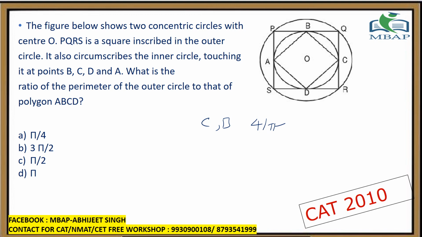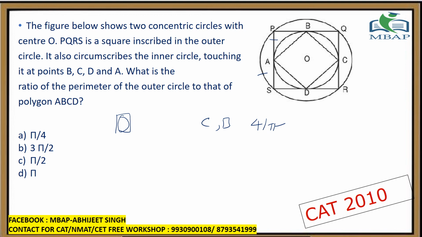Now they are talking about the perimeter of the outer circle to the polygon, which is now ABCD. All that you have done till now is you have taken a square and within a square you have made a circle. In this particular figure, all that they have given is starting with a circle. What happens when you get a figure like this? There's nothing to worry about.